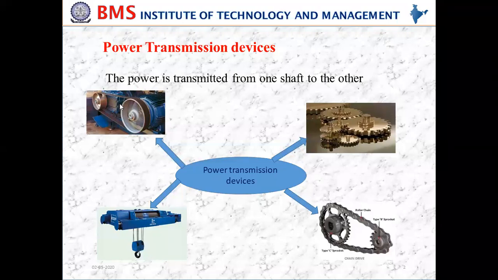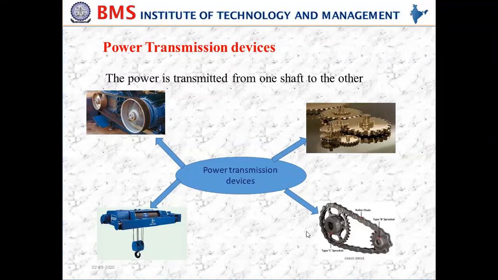Whereas in the case of belt drives, we transmit the power when the shafts are at far distances. This is one shaft, and this is one more shaft. When the distance between these two shafts is very far, at larger distances, then we use the belt drives. When the distance is intermediate, then we use the chain drives.